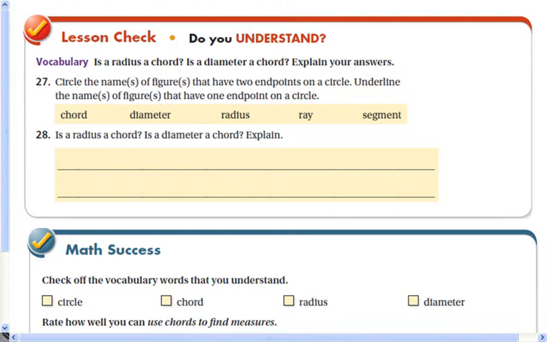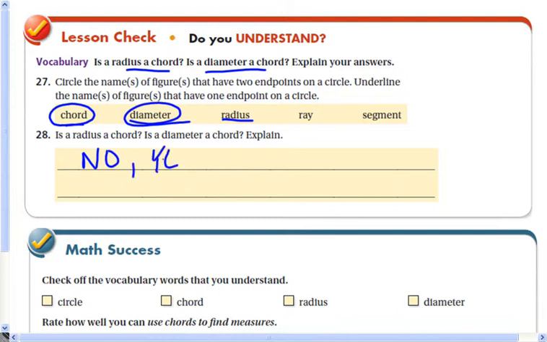And the lesson check. Circle the names of figures that have two endpoints. Is a radius a chord? Is it a diameter? Is a diameter a chord? Explain your answers. All right, the names of figures that have two endpoints on the circle, that would be a chord and a diameter. And underline the name of figures that have one endpoint, that would be a radius. Is a radius a chord? No. Is a diameter a chord? Yes. Anything that has two endpoints on the circle is a chord.